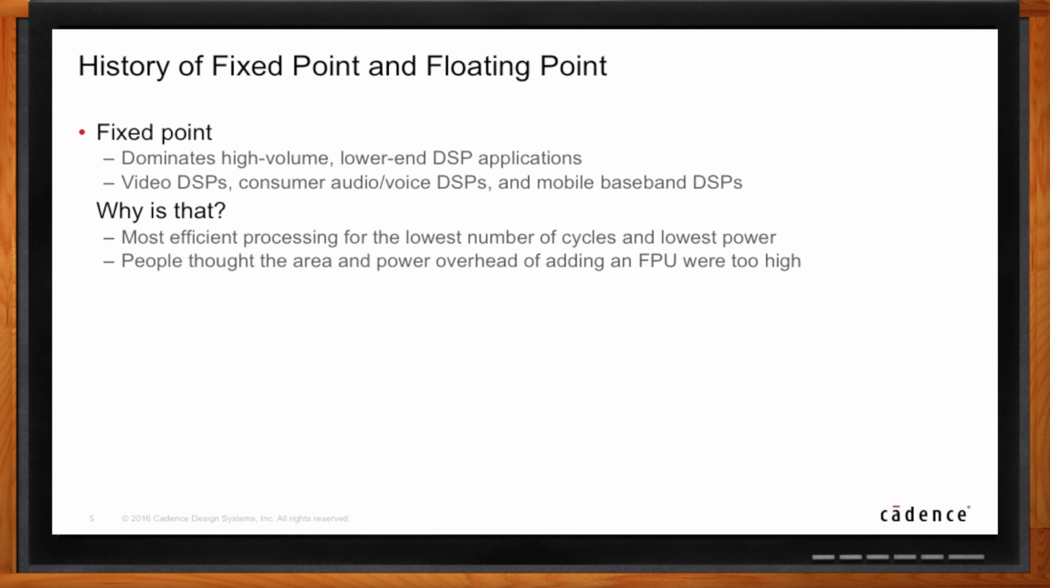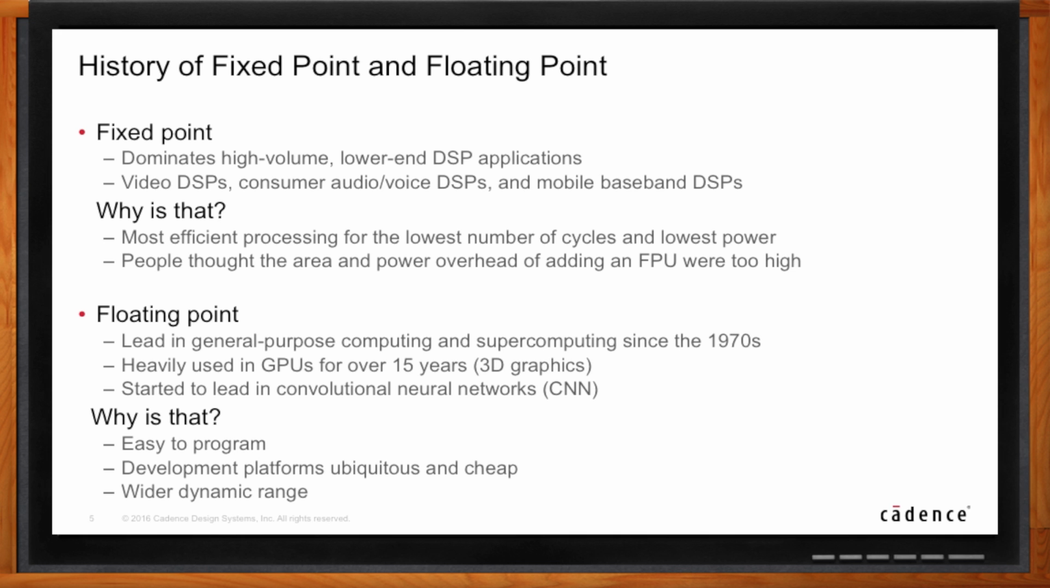Okay. When you go to floating point, people usually think about high-end computing. You usually think about GPUs, where you need floating point performance and floating point math for all those high compute needs. And floating point is also easy to program. Most of the development platforms that you get default to using floating point, and they have a wide dynamic range. So when you're programming using floating point, you tend to worry less about whether your numbers are going to saturate or overflow. The dynamic range is large enough that you don't have to worry about those things.